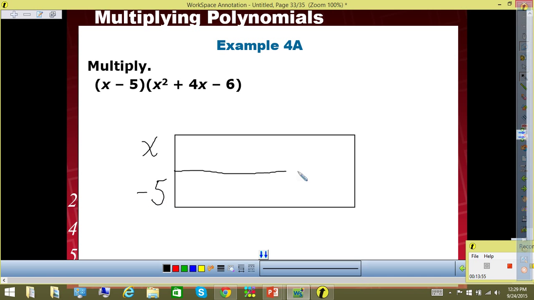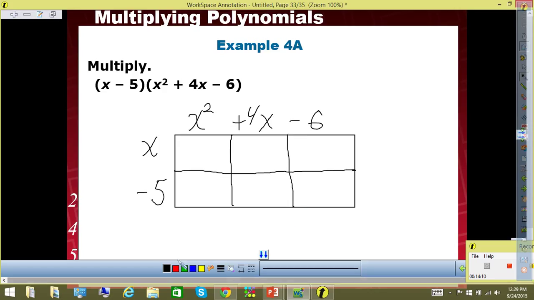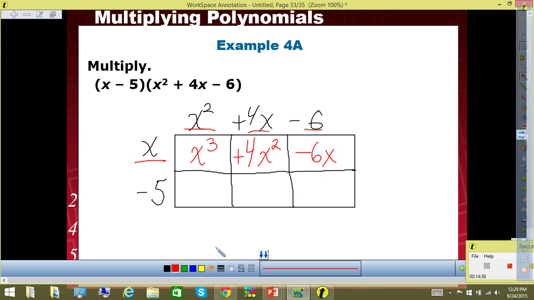Draw your line across. And what goes on top? X squared plus 4x minus 6. So now how many terms do we have? 3. So after the first term, a line down. After the second term, a line down. And now we have our area. So let's start. X times x squared, x to the third. X times 4x, positive 4. What else? X to the what? Squared. X times negative 6, negative 6x. Okay, so we're done with that term.